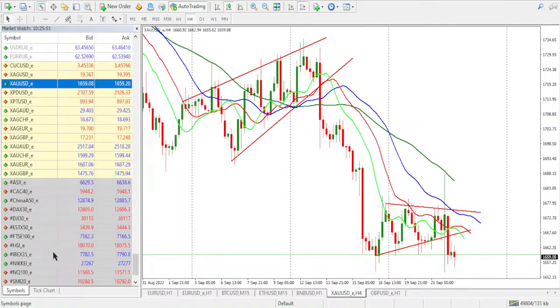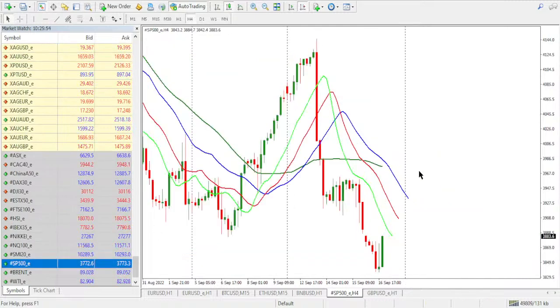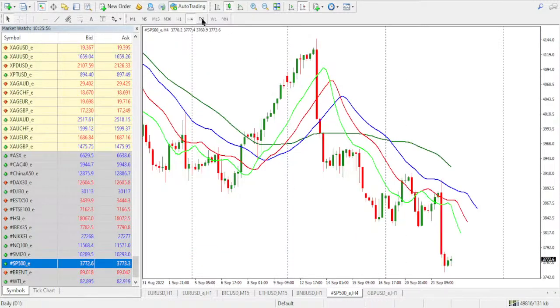My next chart is the SP500. This is a sell.